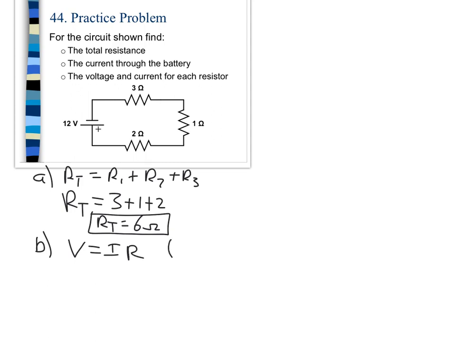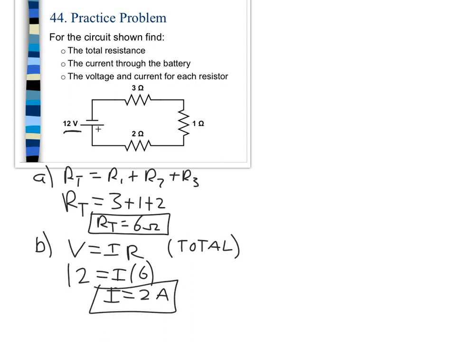And I do want to just mention real quick that this is all going to be for the total circuit. So I'm going to use the total voltage of the circuit, which is the 12 volts of the battery, and the total resistance that I just calculated, which was 6 ohms. So I'm going to say 12 equals I times 6. So my total current is going to be 2 amps.